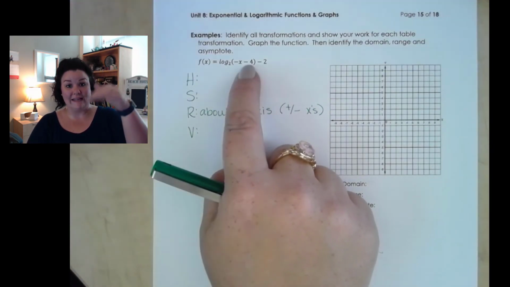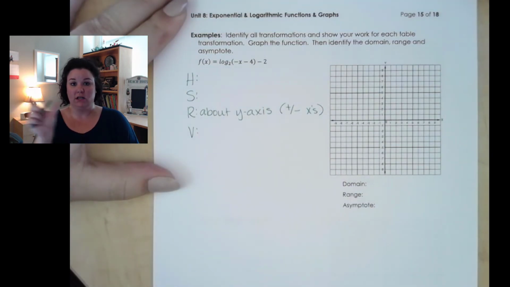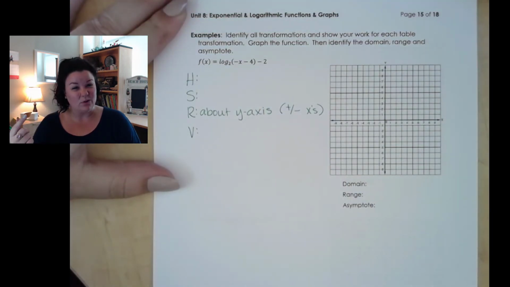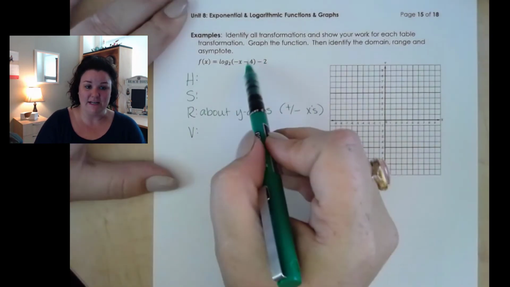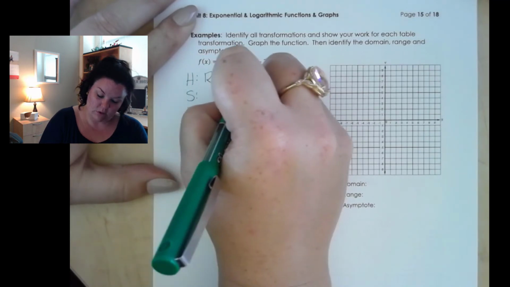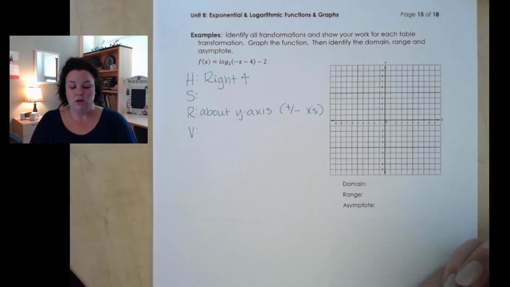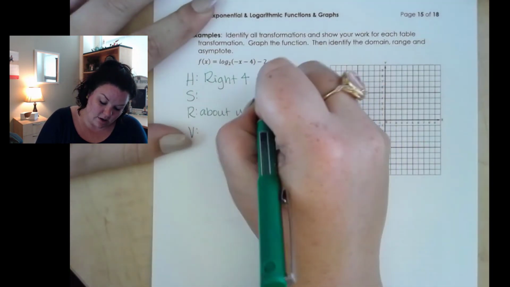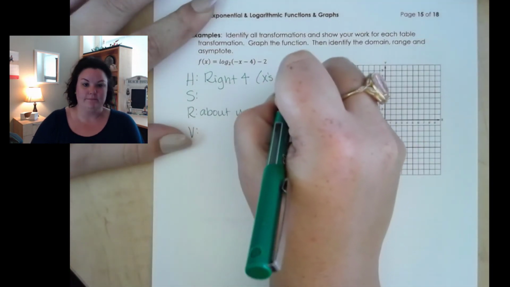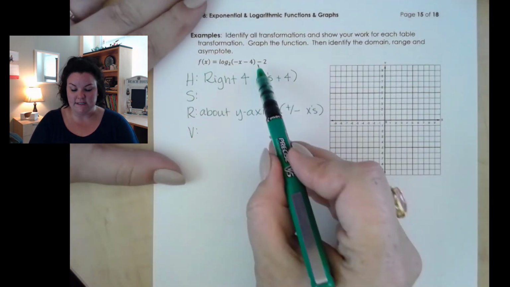Then I have this -4. -4 is also inside the function. So if it's inside the function, that's going to be a horizontal shift. Remember, x's are backwards from what we would think. So even though it says -4, that's going to move us to the right 4. And to move our picture to the right 4, we need to go ahead and take our x's and add 4 to them.